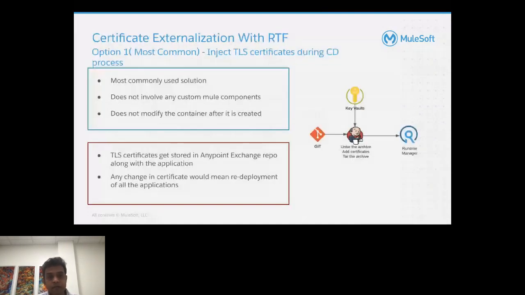The first option is the most commonly used solution for externalizing the certificates, right? Basically, you have a certificate stored as part of a vault or a certificate manager, and you have a Jenkins build pipeline which takes these certificates from the external store, the certificate manager, and attaches them into your deployable application. So you would probably unzip the application, copy the certificates inside, package it back and deploy to Runtime Fabric. This is the most commonly used solution. You could use this method for certificates and property files and all those things, right?